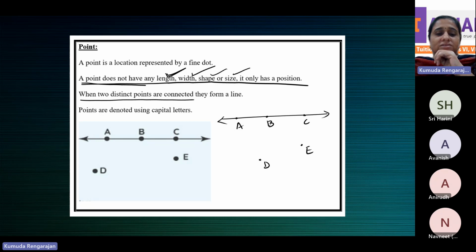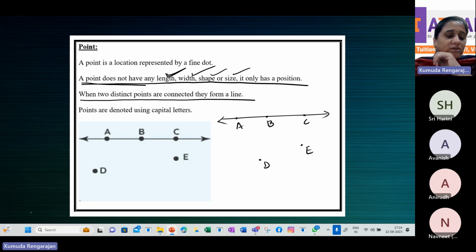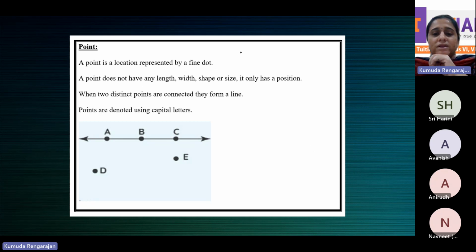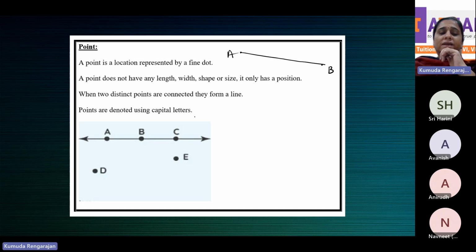When two distinct points are connected, they form a line. Two distinct meaning two different. Supposing you have a point A here and you have another point B here. When you connect these two distinct points, they form a line. Points are denoted using capital letters. So when you mark a point, you should not call this point small a. If you want to name a point, you must use capital letters, A to Z, not small letters.